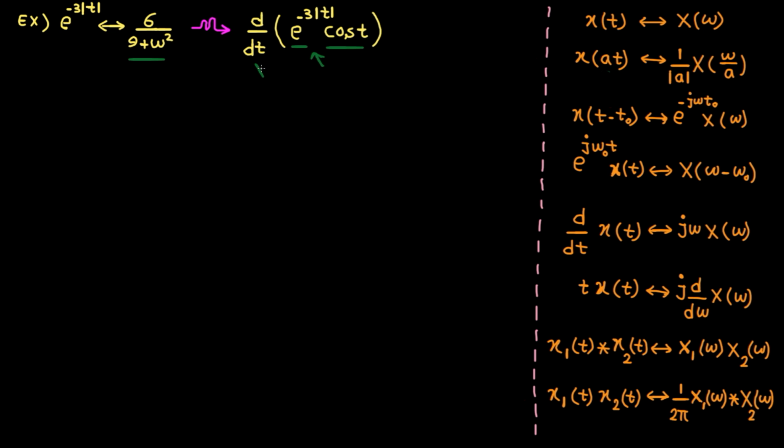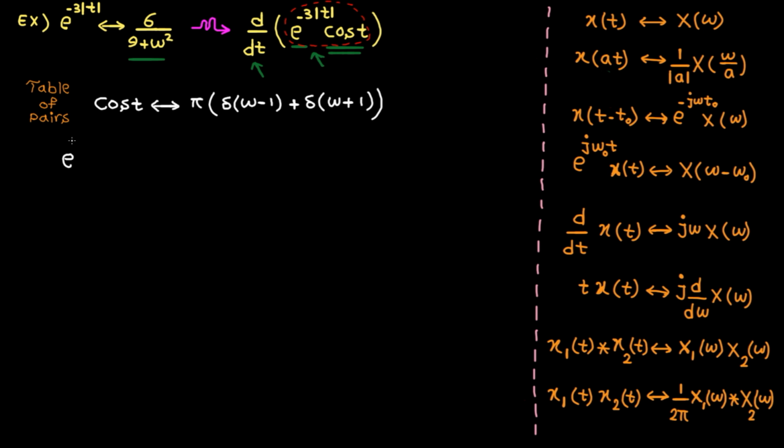Then we need to apply a derivative to the signal and use the time domain differentiation property. That's it. Based on the table of pairs, the Fourier transform of cosine t is this, the summation of two delta functions. Now to generate this big guy, let's multiply the exponential with cosine t.